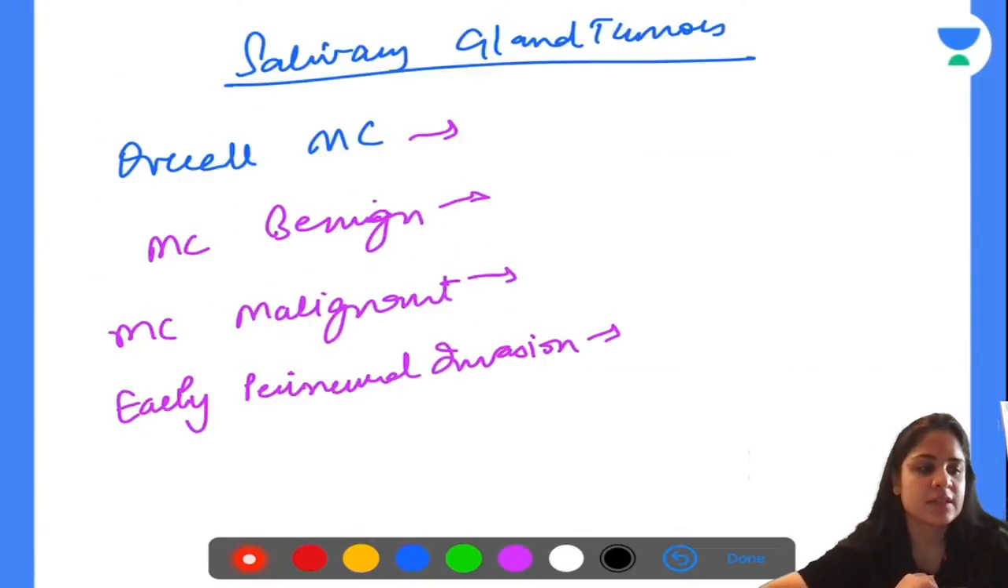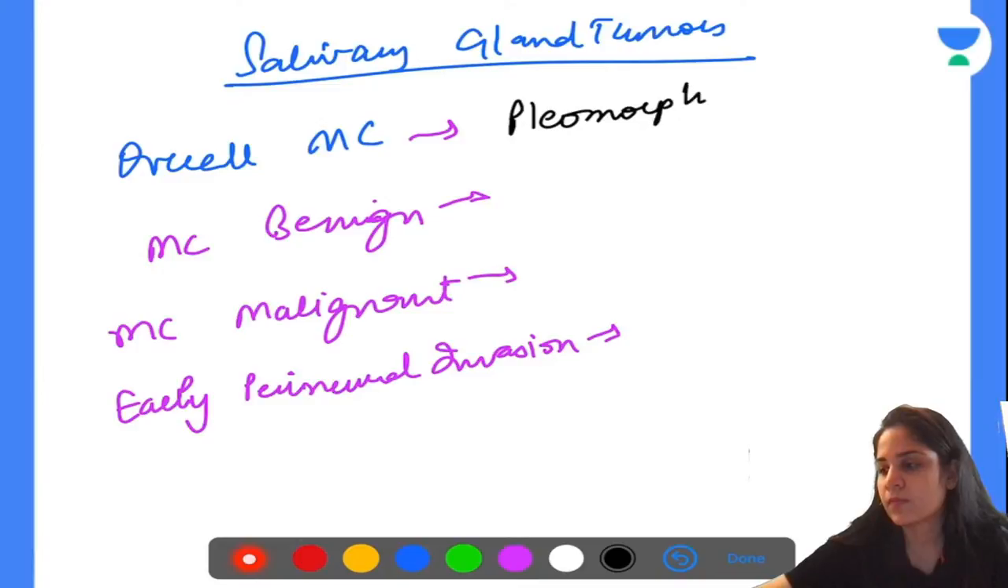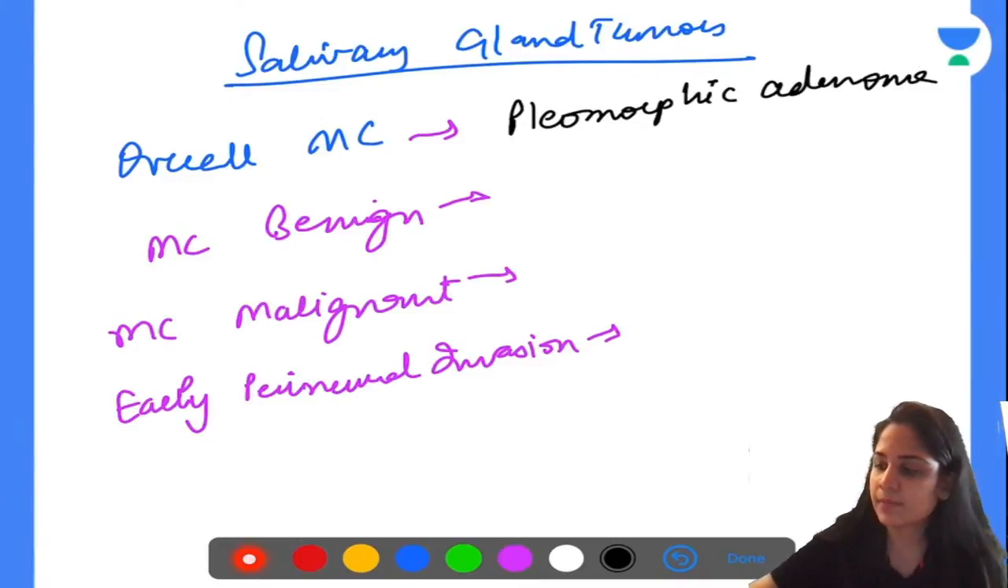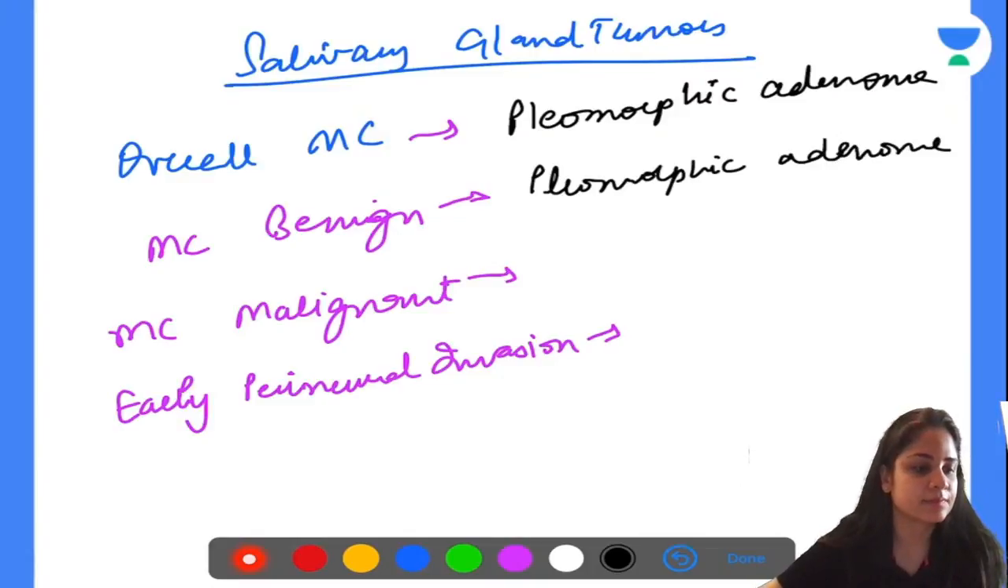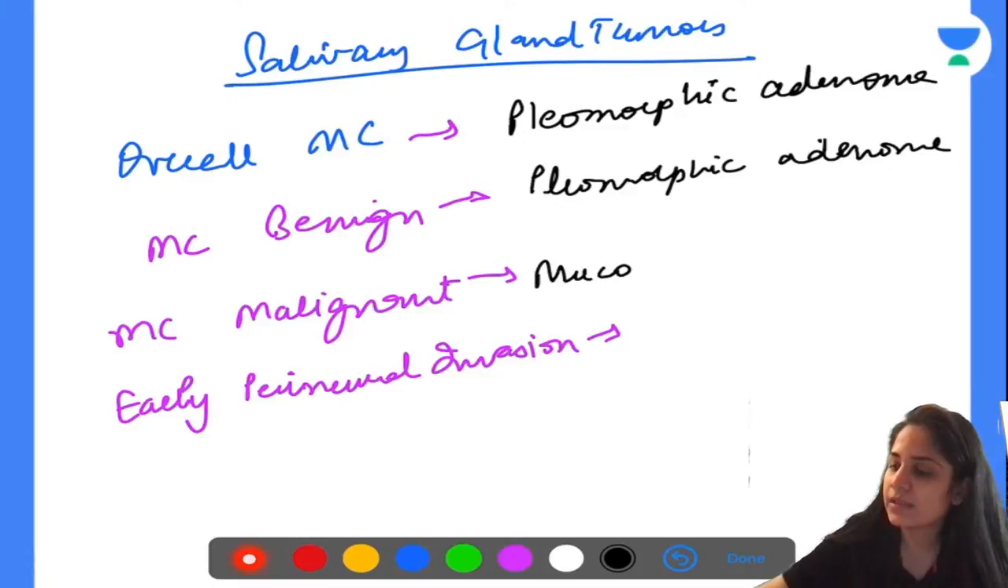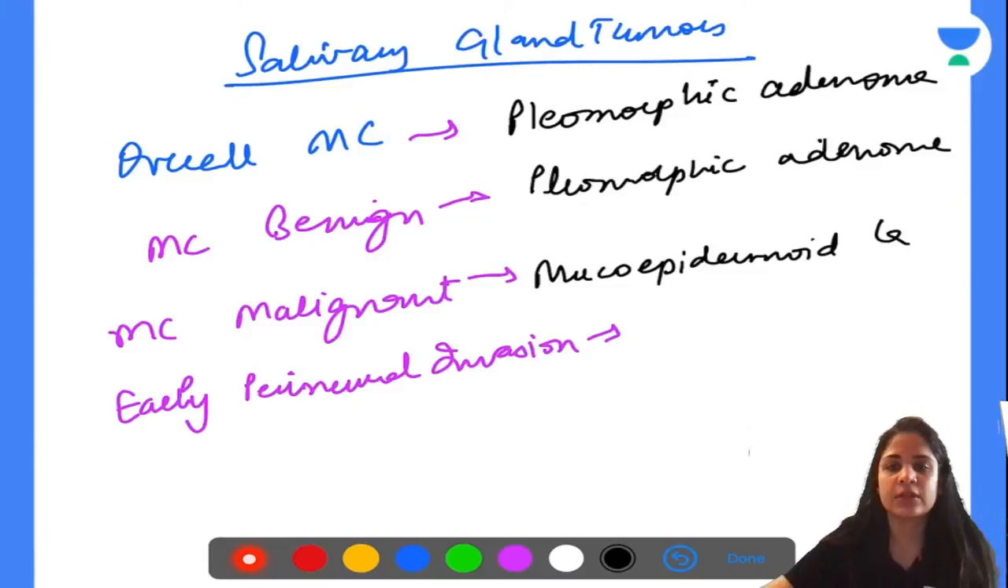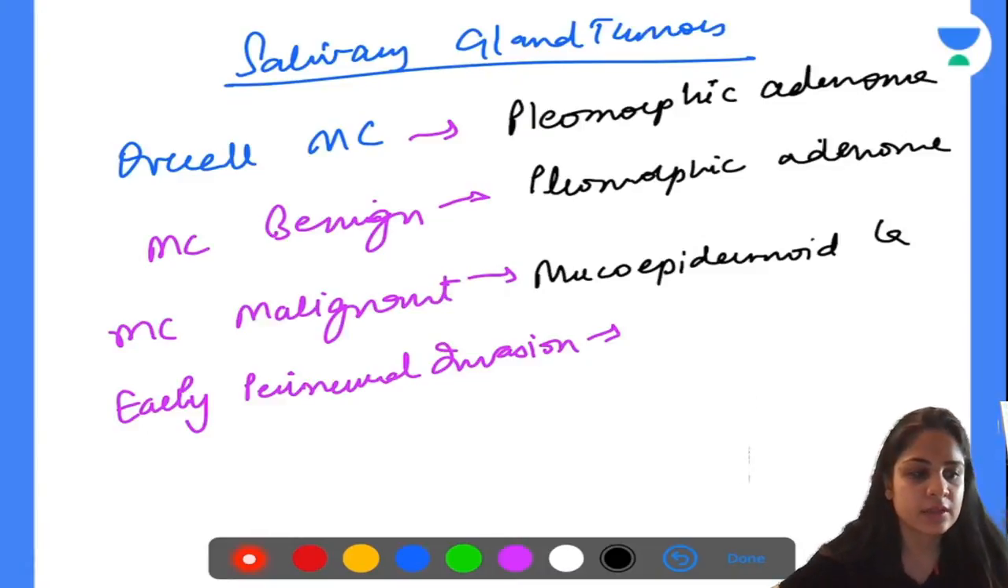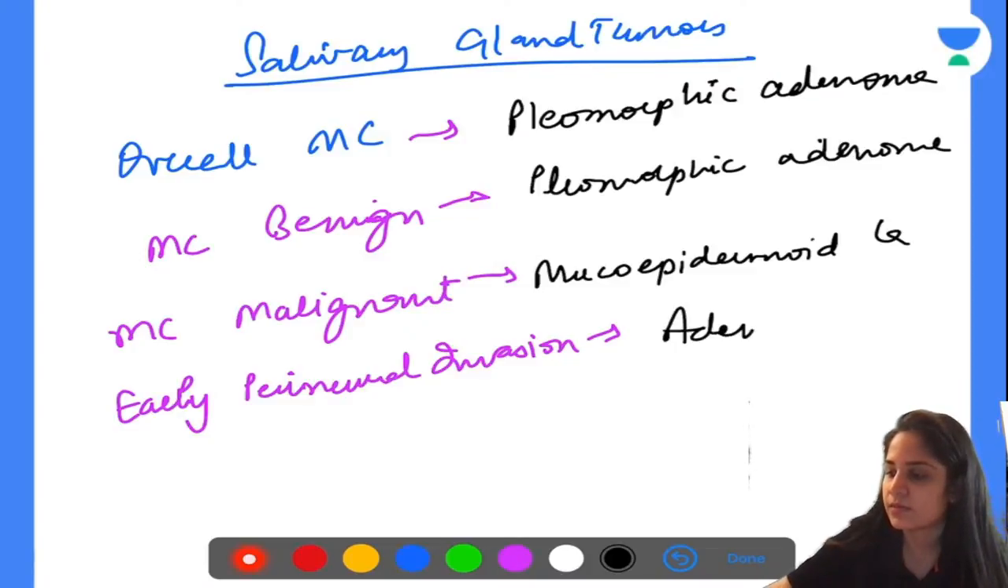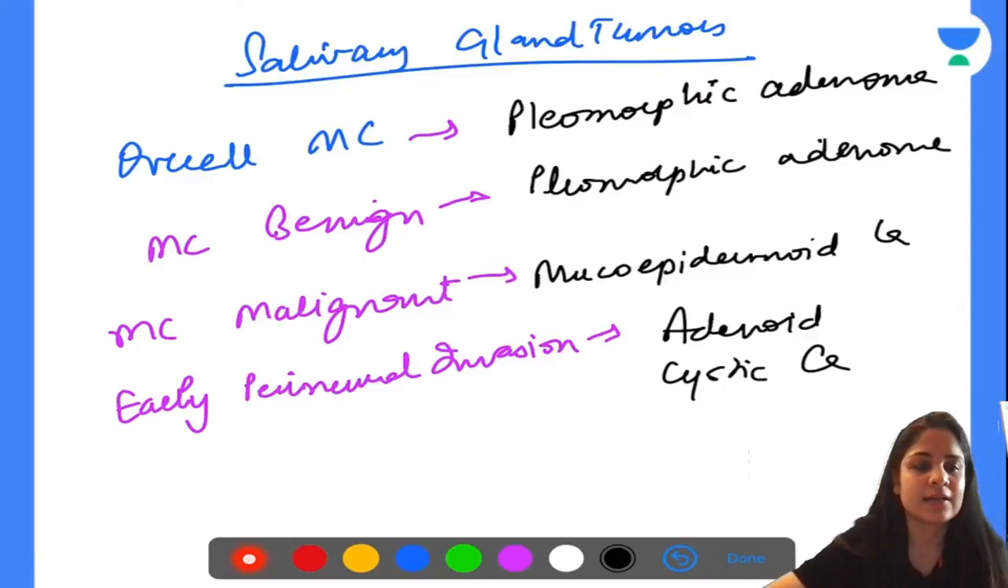Okay, so tell me all of these single one-liner questions that come about salivary gland tumors. Most common overall is pleomorphic adenoma. Right? Most common benign is again pleomorphic adenoma. Right? Most common malignant? Okay, very good. Most of you have written over here. Most common malignant is mucoepidermoid carcinoma. And early perineural invasion is seen with adenoid cystic carcinoma. So all these are one-liners that they will ask you about salivary gland tumors in the exam.